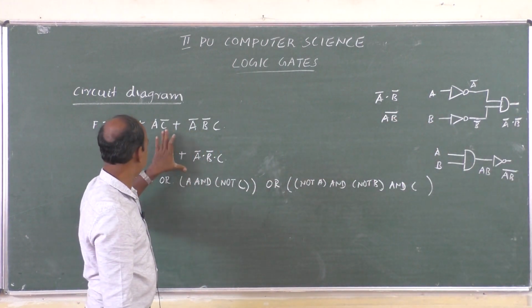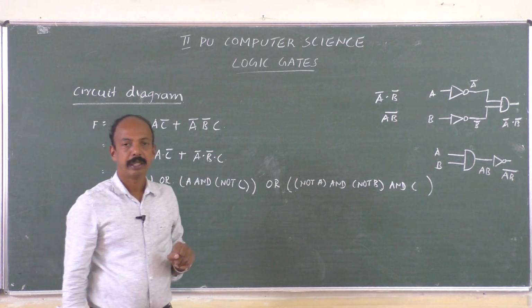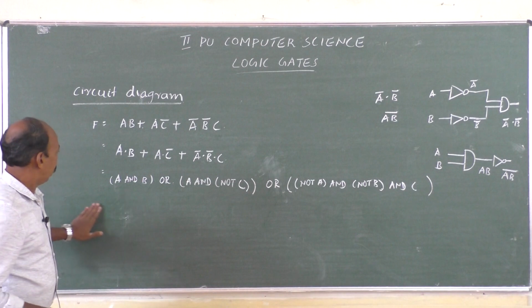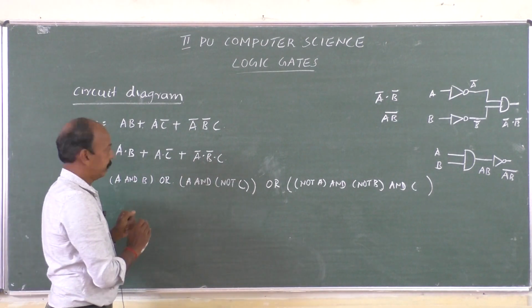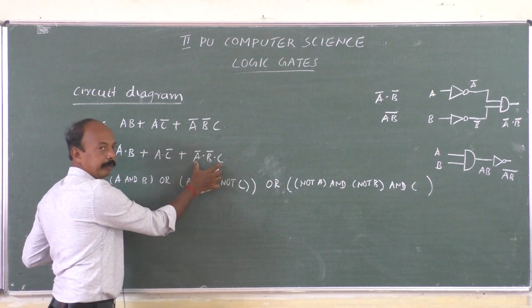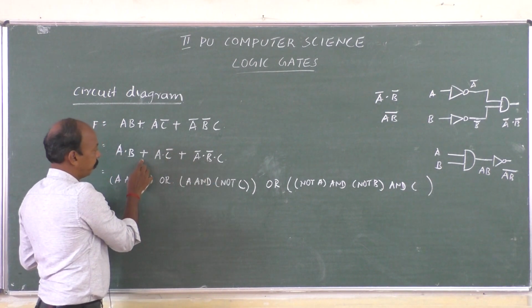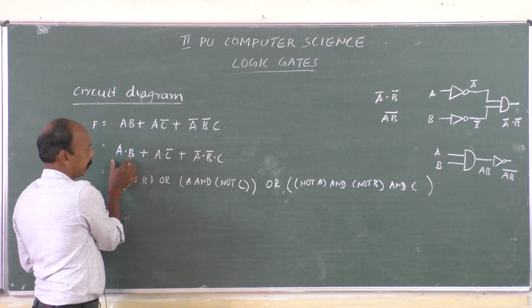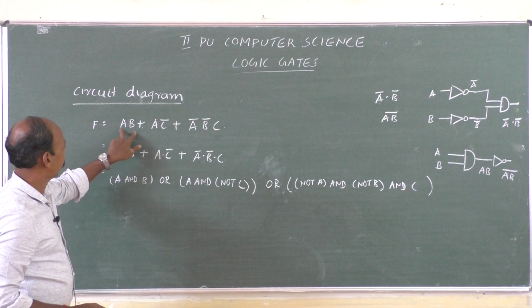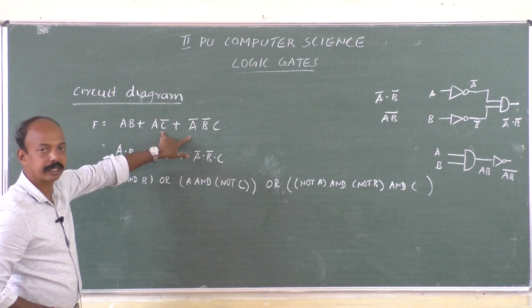So similarly, by looking at this one, we have to draw the circuit diagram now. How many terms are there? This is one term, this is the second term, this is the third term. This is a sum of products, again a sum of these products.